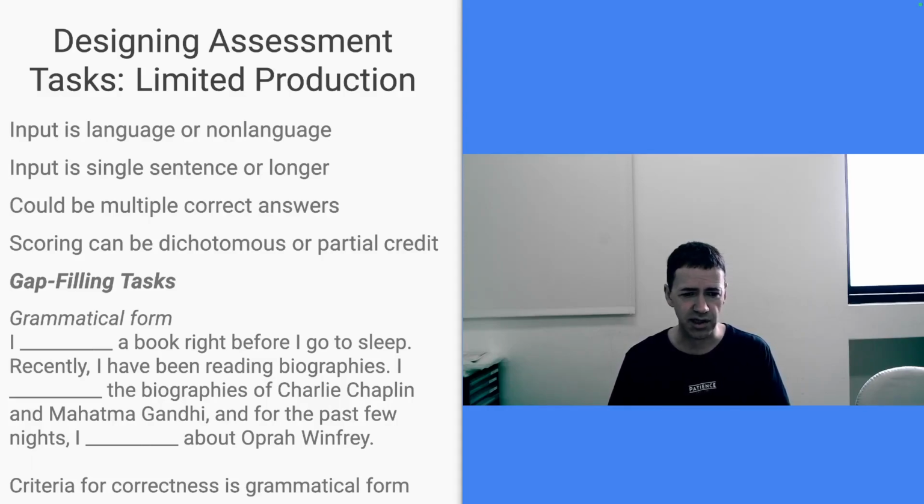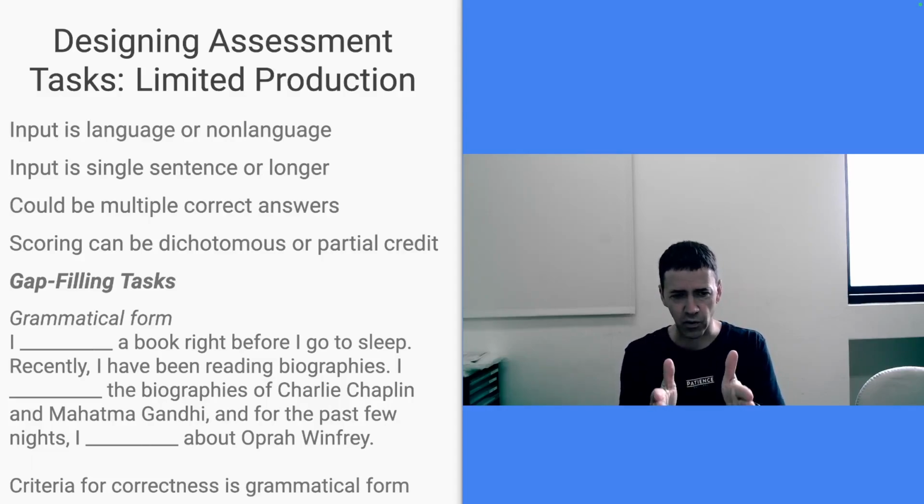The sentence goes like this, and the criteria for correctness is a grammatical form. I a book right before I go to sleep. So I remember this one is about read and read and maybe have read, using the right form. So see, the teacher narrows the focus down to using read and read and have read in the correct way. So they have to read the sentences and figure out which one goes where.